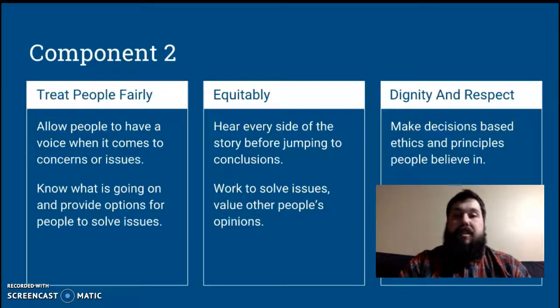Make decisions based on ethics and principles that all people believe in, and especially your community. So having that shared vision and understanding and those shared principles is important in order to demonstrate the dignity and respect of everybody.